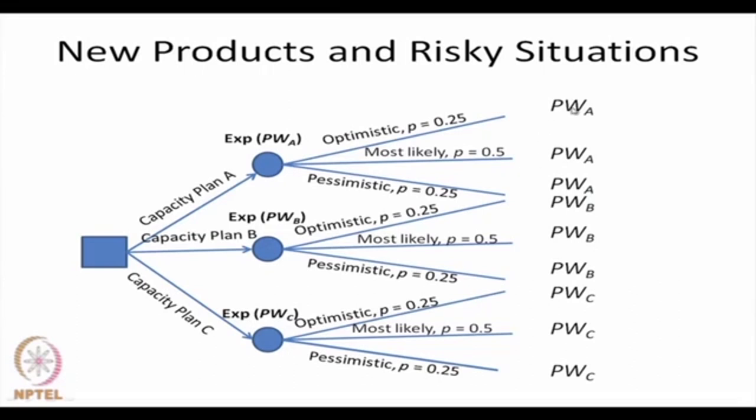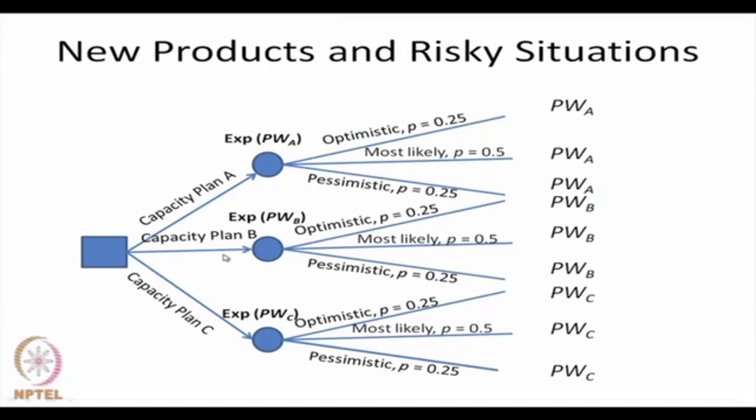And assuming that they are all positive, present worth is positive, meaning the revenues are greater than the cost, then these three are also positive. So, the best alternative to go for will be that particular plan for which the expected value is the highest. That means, find out that capacity plan for which one of these three is maximum.